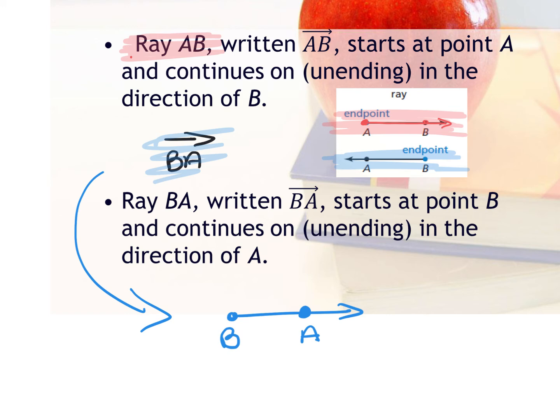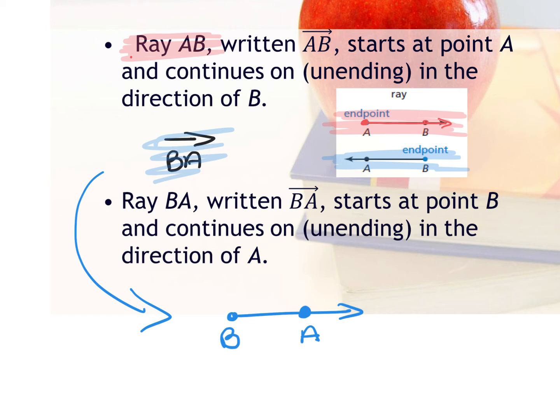What you're looking at is the first letter when you name the ray is the endpoint. The second letter is the point near the arrow. So here, the order would matter. I can't switch it up. The endpoint always has to be the first letter.